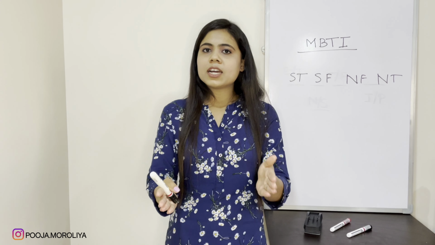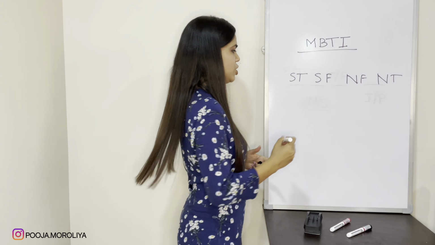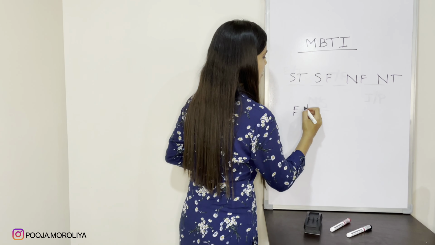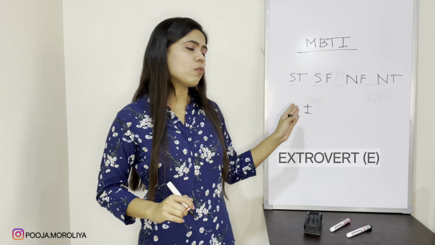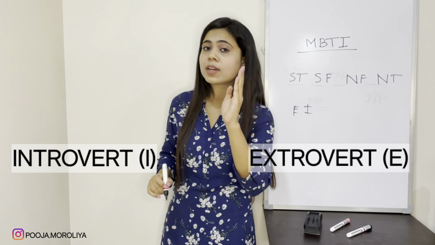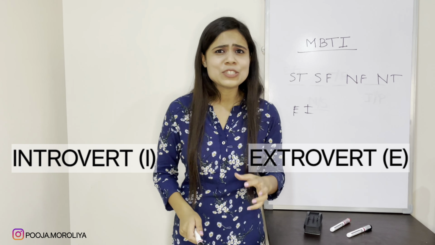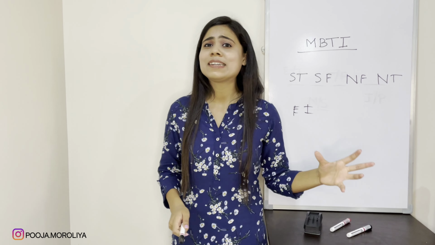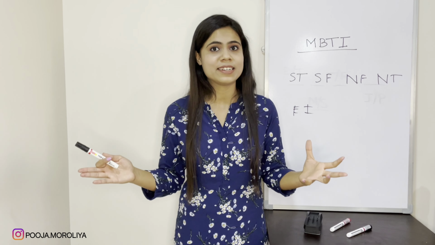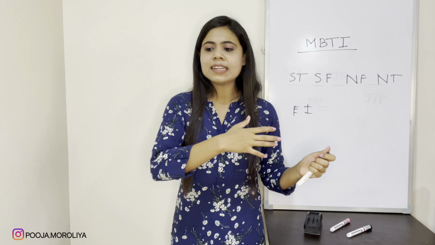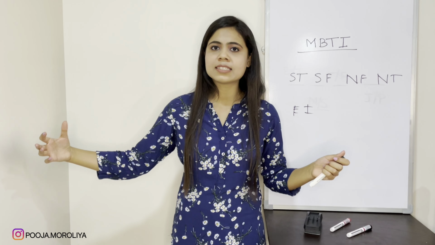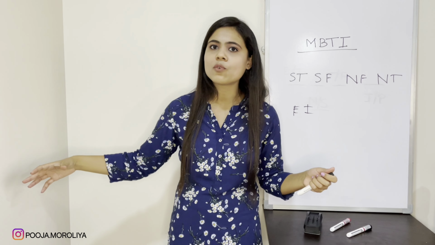Now we have to consider our very first letter, which is E and I. So this is extrovert and introvert. So whether you are extroverted or introverted. But again, this is also not like someone is completely extroverted or someone is completely introverted. It is again on a range, and there is a range from introversion to extroversion.